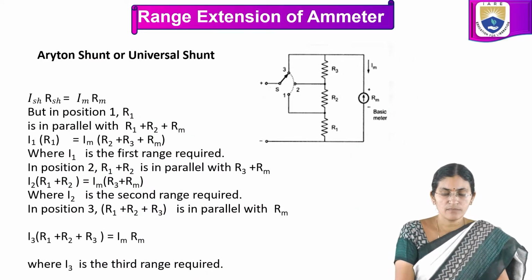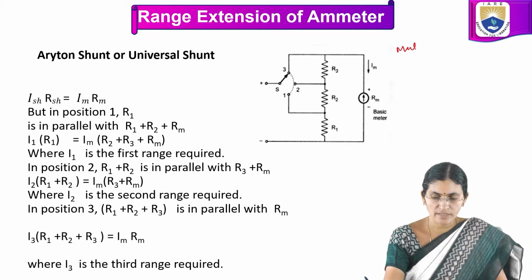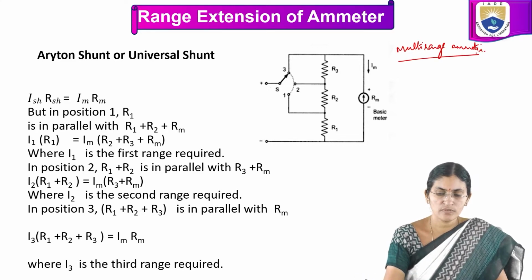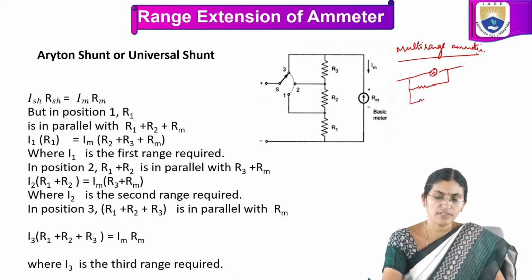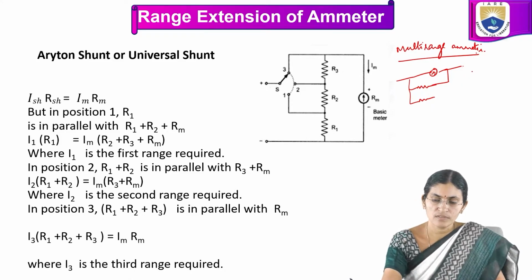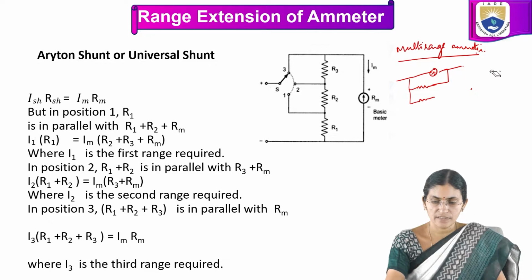Now, for the previously seen multi-range ammeter, there are some disadvantages. So what are those? Let us see. In order to extend the range of the ammeter, in order to measure different values of currents, we need to connect different resistors. So this increases the cost of the equipment or the device, and this is one of the disadvantages.